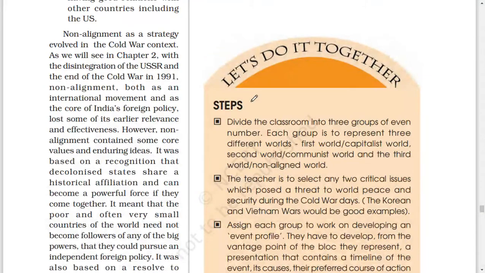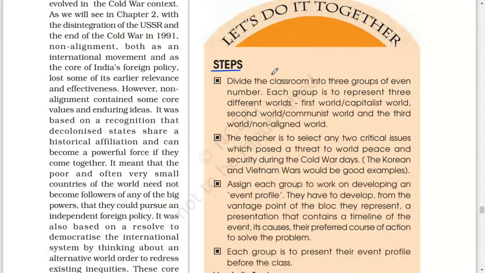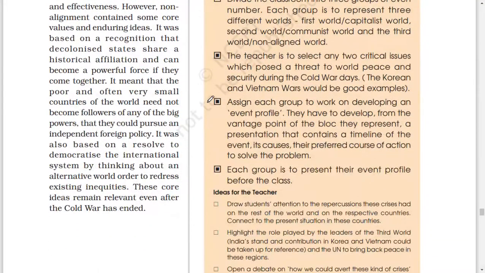Let's do it together. Steps. Divide the classroom into three groups of even number. Each group is to represent three different worlds: first world or capitalist world, second world or communist world, and the third world, non-aligned world. The teacher is to select any two critical issues which posed a threat to world peace and security during the Cold War days. The Korean and Vietnam wars would be good examples.